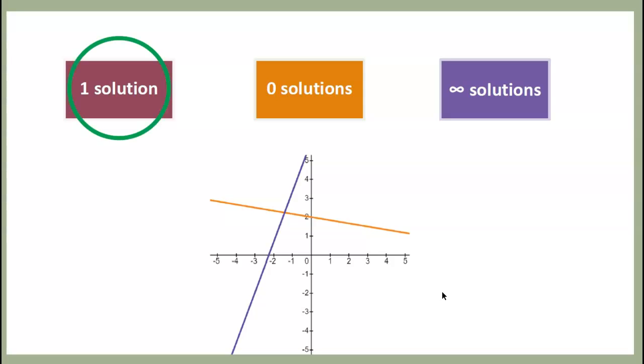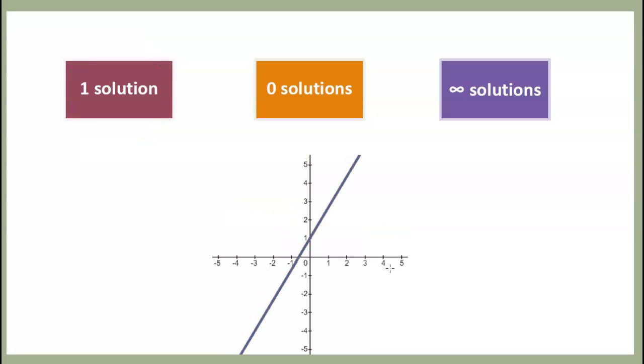Did you say 1 solution? That's correct. 1 intersection here. Next problem. Now there are 2 lines here. They're a little bit hard to see. There's a red line and a blue line right over the top of it. How many solutions does this system have?